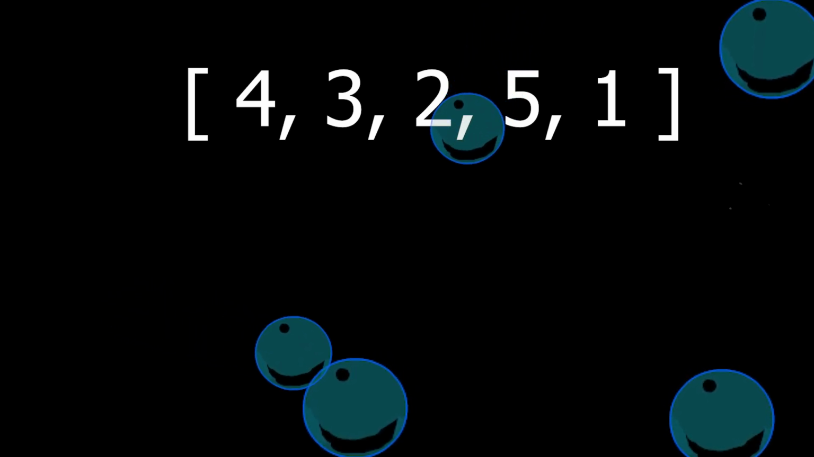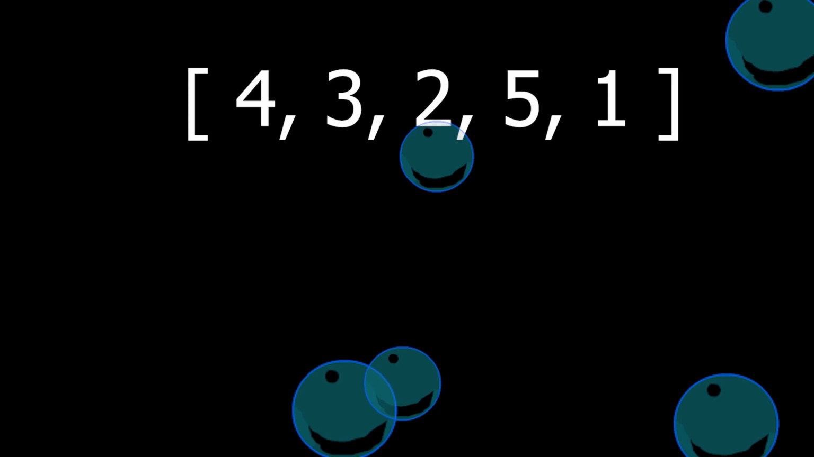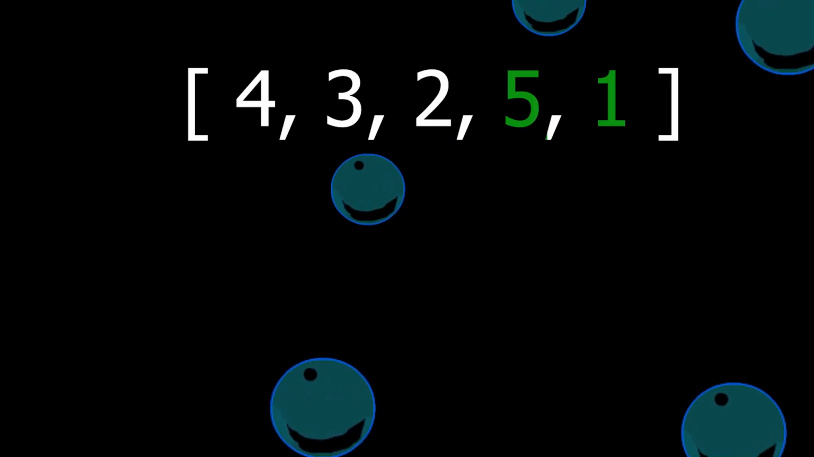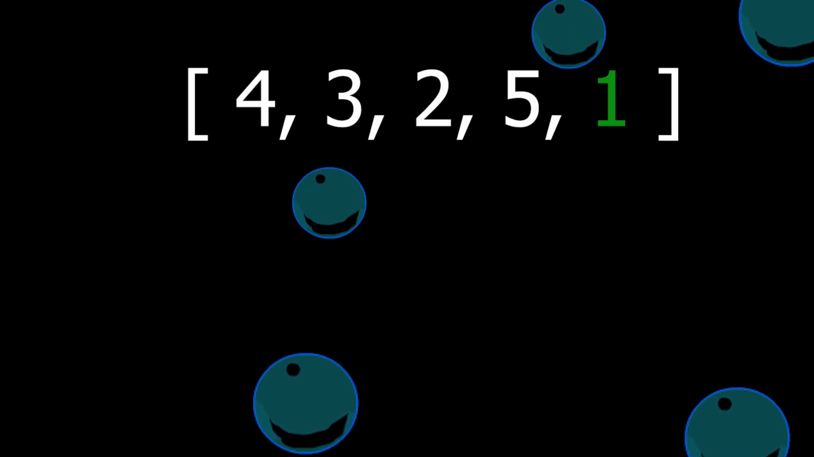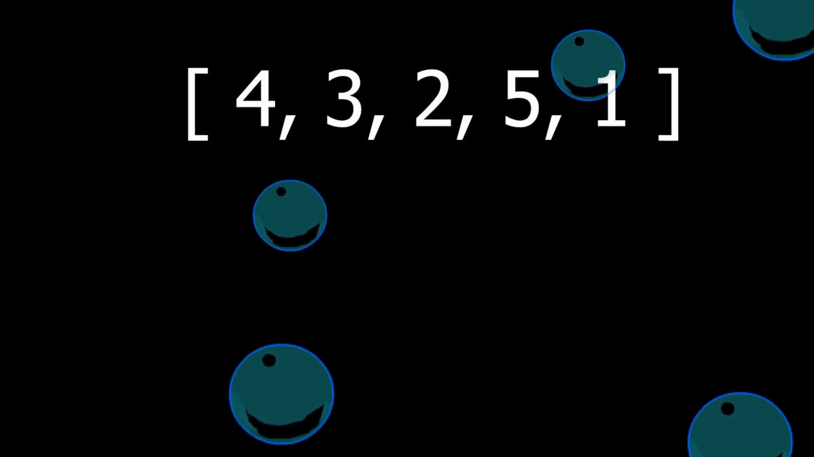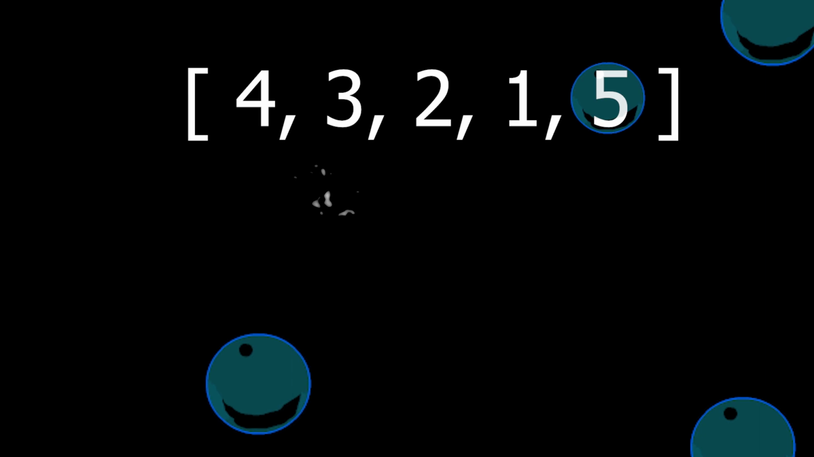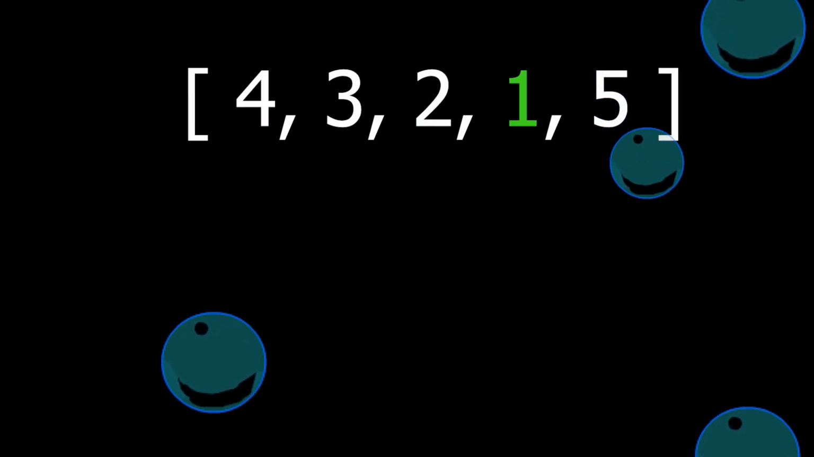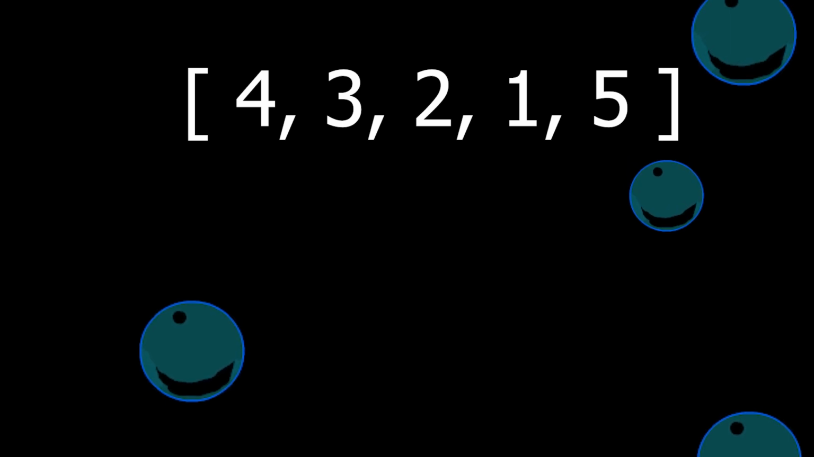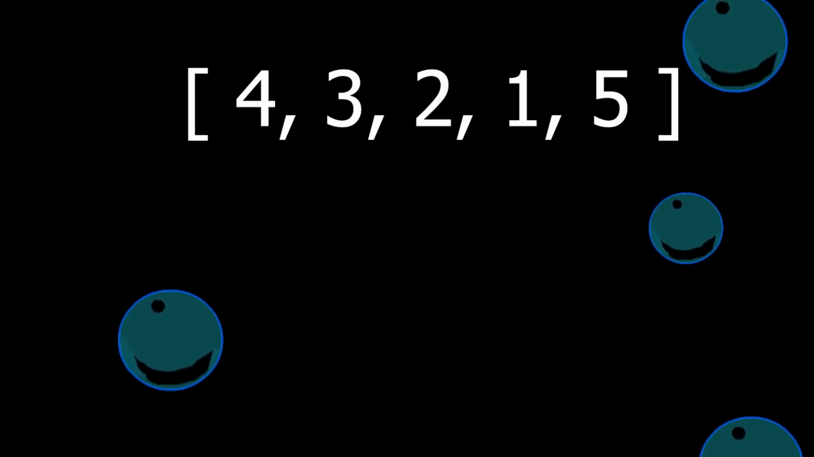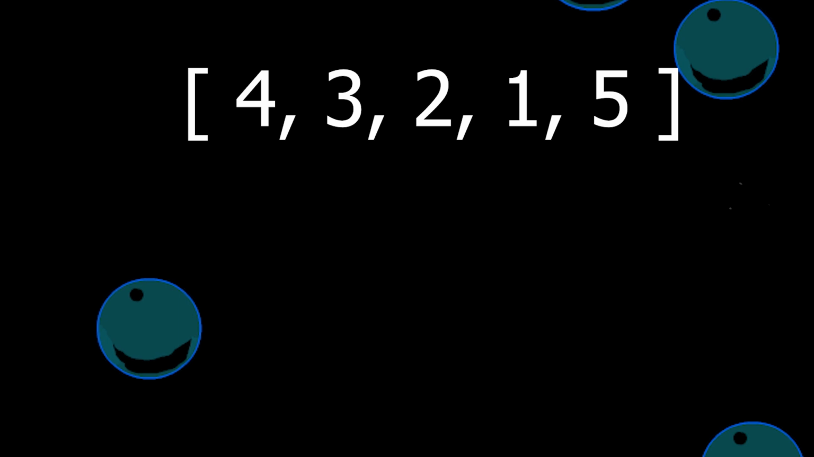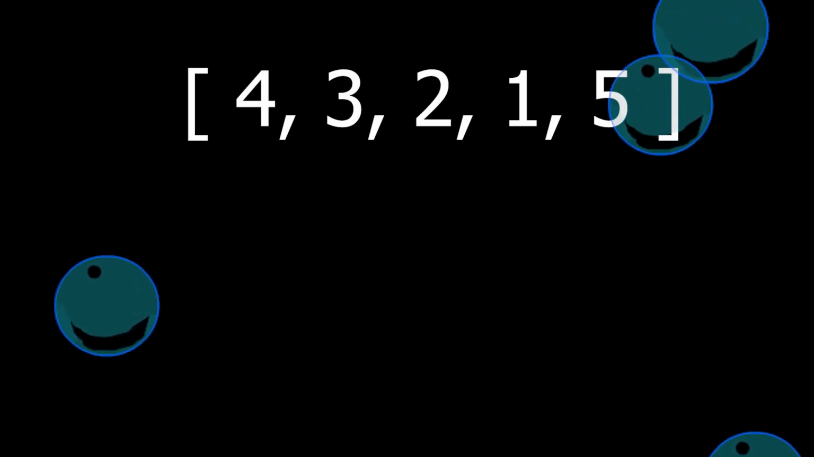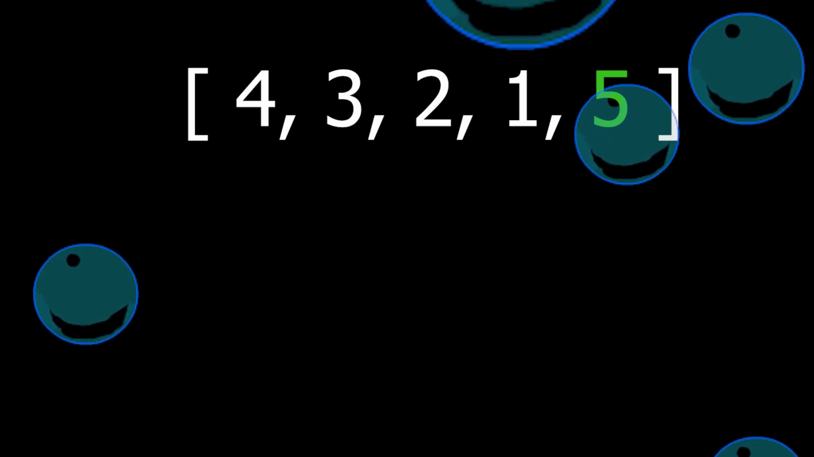And we're gonna have to compare the next number in the list, which is 5 and 1. And we see that 5 is bigger than the next number. We switch them up, and now we're gonna have 4, 3, 2, 1, and 5. As you can see, after the first iteration, the first loop, the biggest number in the list is gonna be sorted.